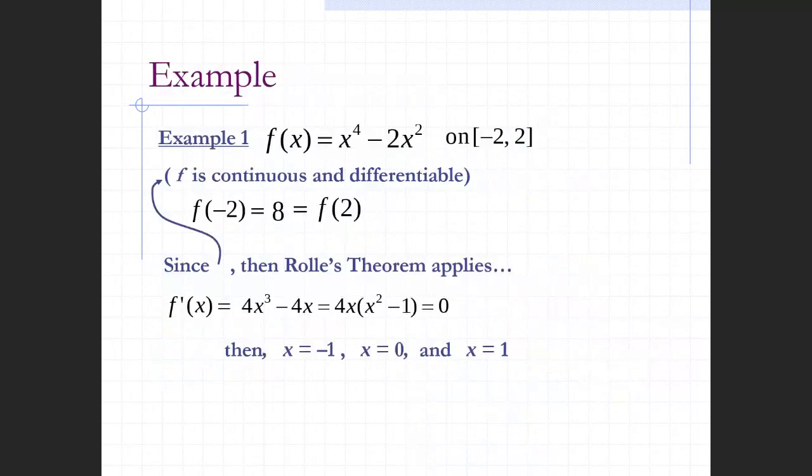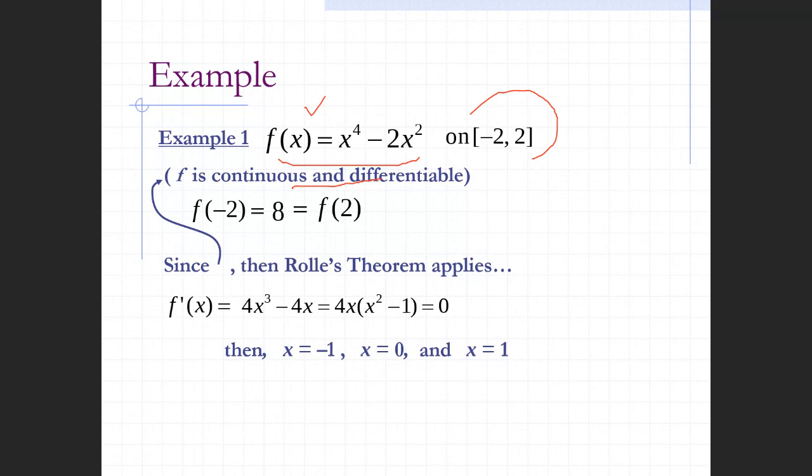These are some examples of how you can verify Rolle's theorem. A function f of x is given, that is x^4 minus 2x^2, and the interval is also given. As you know, this is a polynomial, and polynomials are always continuous and differentiable, so there is no need to check continuity and differentiability for this function.